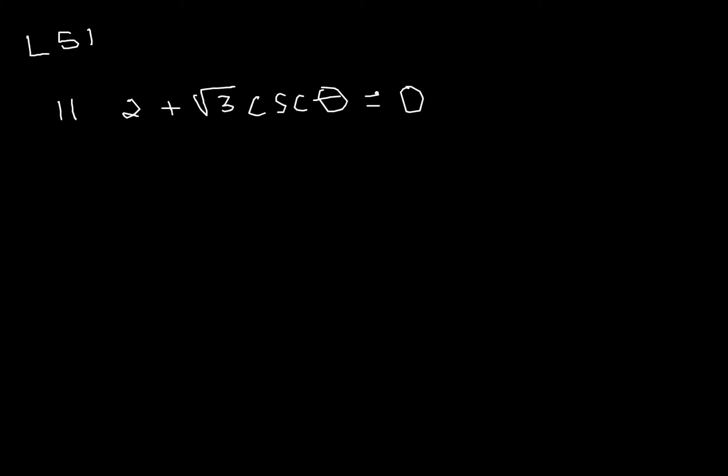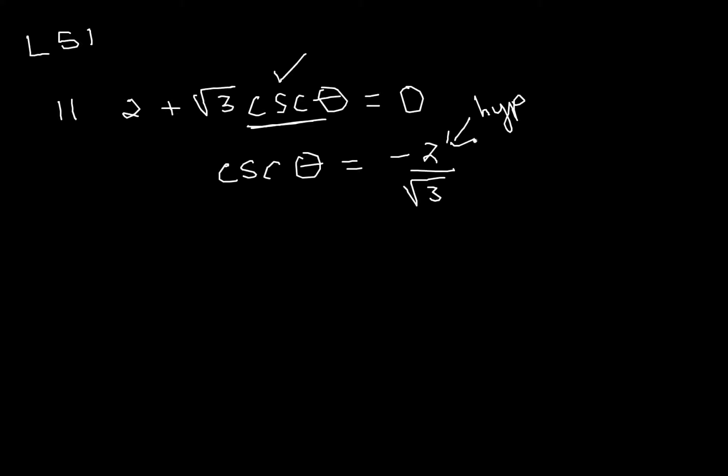Okay, so if it's an equation, you just have to solve it for the function. So we have cosecant of theta equals -2 over the square root of 3. So you have to isolate the trig function like that. Once you isolate it, cosecant is the opposite of sine, so this is going to be your hypotenuse over your opposite.